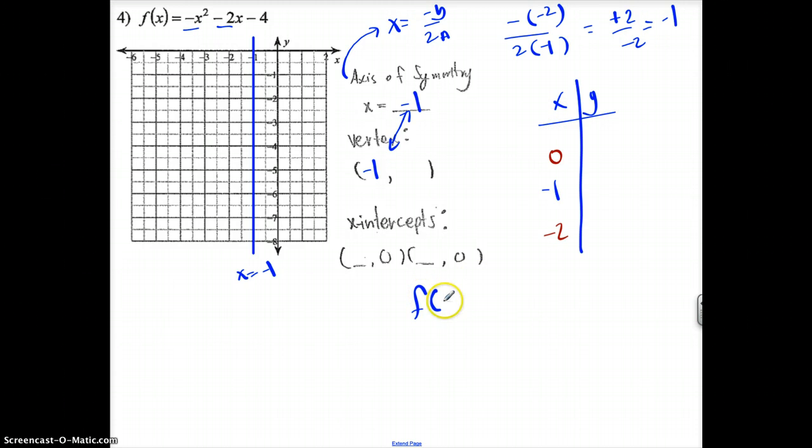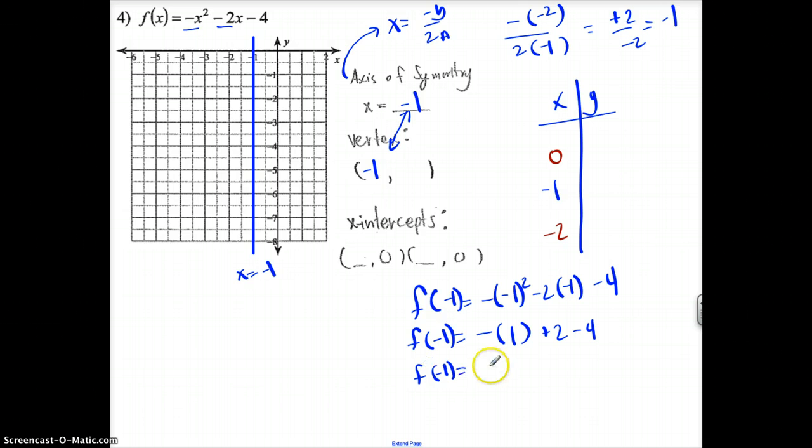So f of negative 1 equals negative 1 squared minus 2 times negative 1 minus 4. So f of negative 1 equals negative, and then this squared is going to be a positive 1. Remember, squares before distributing. Negative and negative make a positive 2 and minus 4. F of negative 1 equals negative 1 plus 2 minus 4. F of negative 1 equals negative 5 plus 2. F of negative 1 equals negative 3.